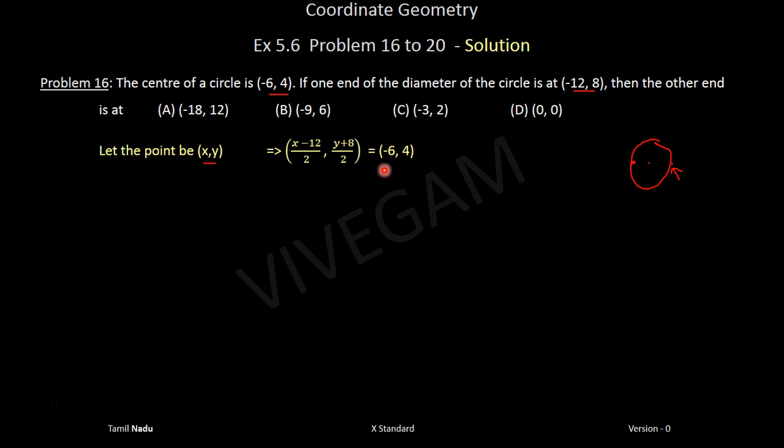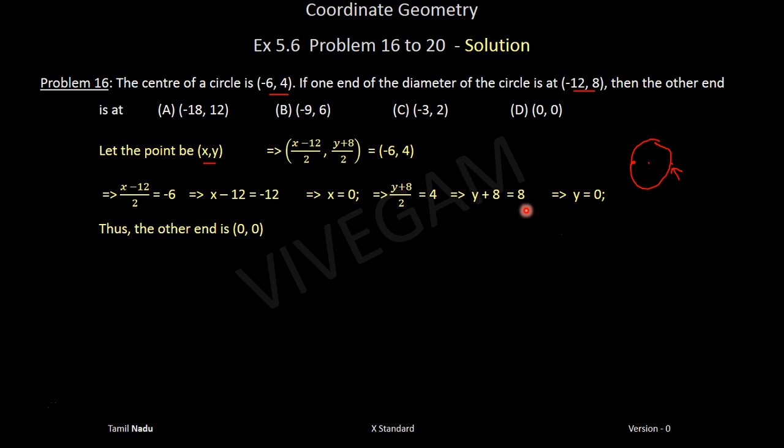So if these 2 points are equal, their x coordinates will be equal and the y coordinates will be equal. So x minus 12 by 2 will be minus 6, and y plus 8 by 2 will be 4. Let's simplify this. x minus 12 will be minus 12, so minus 12 will cancel. x will be equal to 0. Now take y plus 8 by 2 equal to 4, or y plus 8 will be 8, so 8 and 8 will cancel. So you'll get y equal to 0. Therefore, the other end of the diameter is 0, 0.